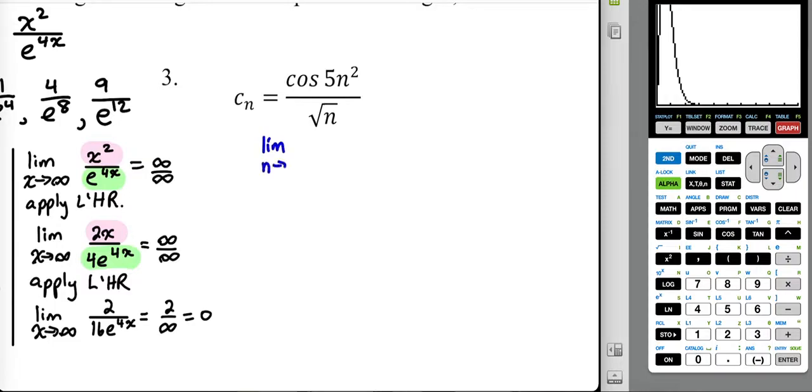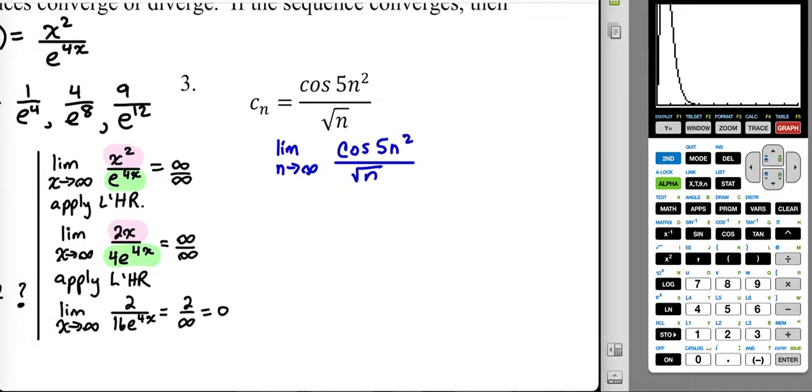As n approaches infinity, cosine 5n squared, where are you going with that? And if you take the derivative of it, if you think it's something like L'Hopital's, then cosine becomes negative sine, it's still going to oscillate. Where does cosine go at infinity? We have no idea, not using any kind of direct substitution technique anyway.